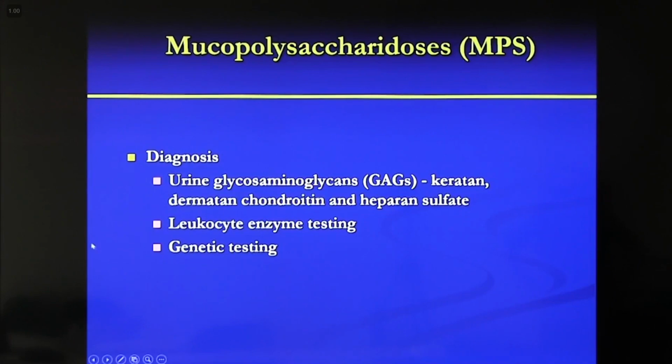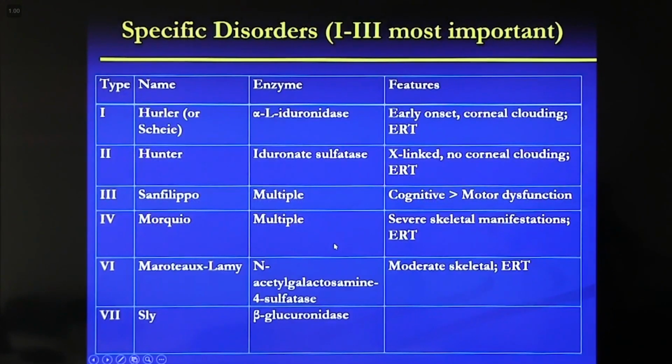The diagnosis of these MPS diseases is using urine GAGs, and these are the substances. These things are basically complex substances that exist in the extracellular matrix, so between cells, sort of like collagen, and they help with the structure of the entire architecture of the cells. There is leukocyte enzyme testing, and of course there are genetic panels that are available. And here are some specific diseases.